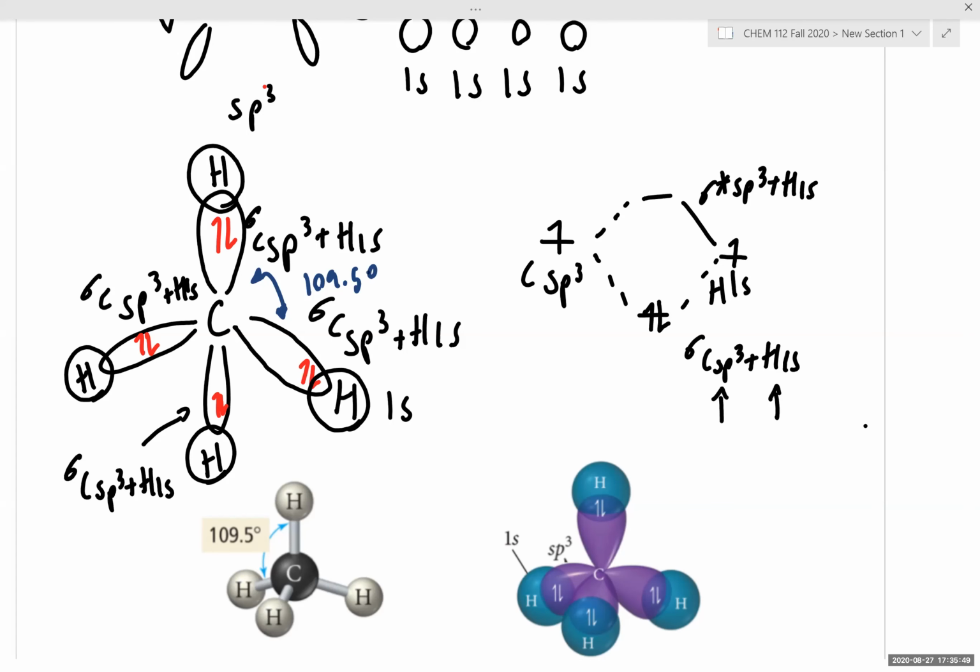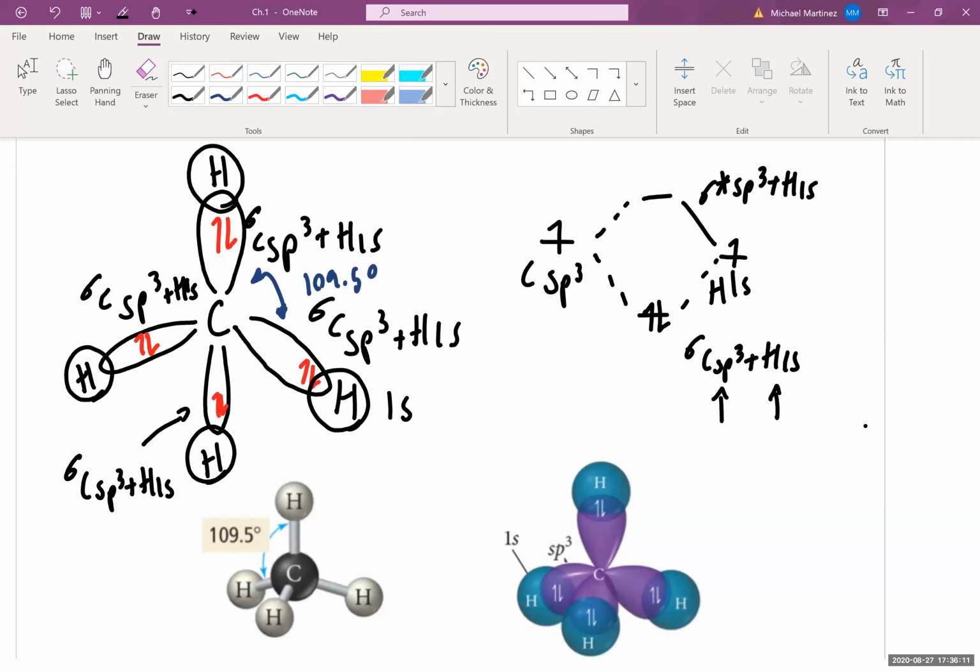Does that make sense? Any questions on this idea? Have you seen something like this before in general chemistry? Something similar to these orbital pictures? Yeah. In mine, we barely touched this.